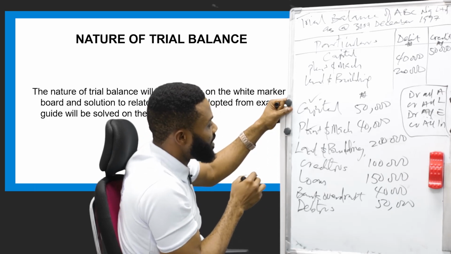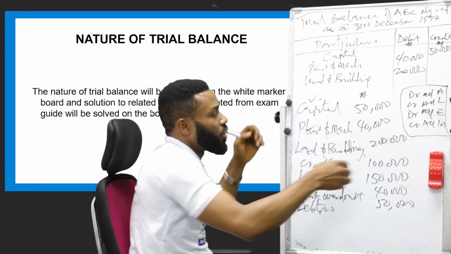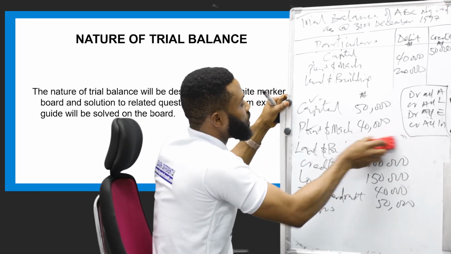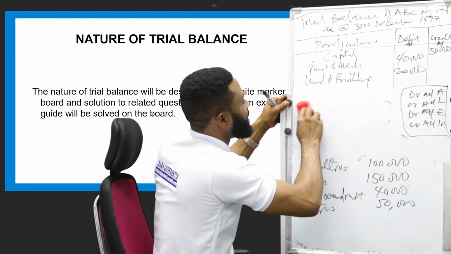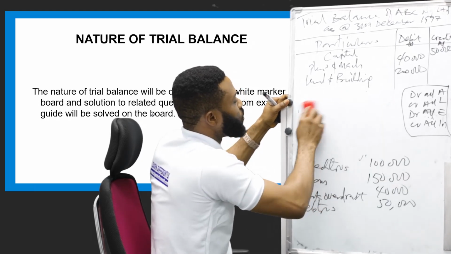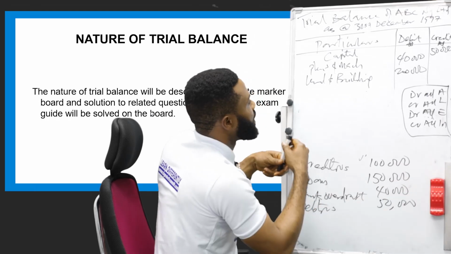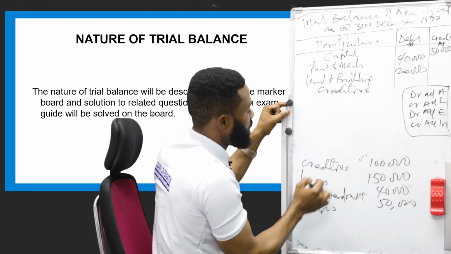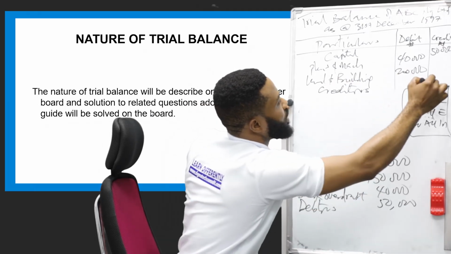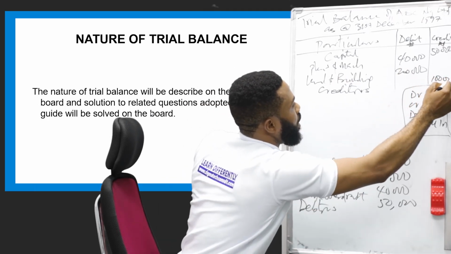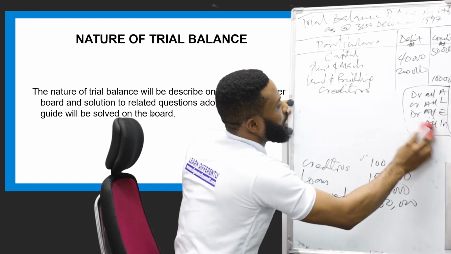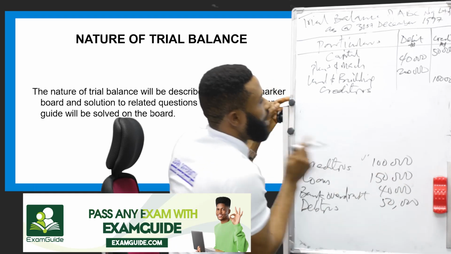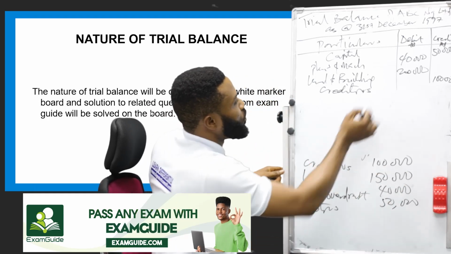The next one is creditors. We have explained that creditors are people that we are owing. So since creditors are liabilities, what will you do? You have to credit creditors. Creditors, they are 100,000. Put your 100,000 here. And then let's remove our rules here. All right. And then you put your 100,000.